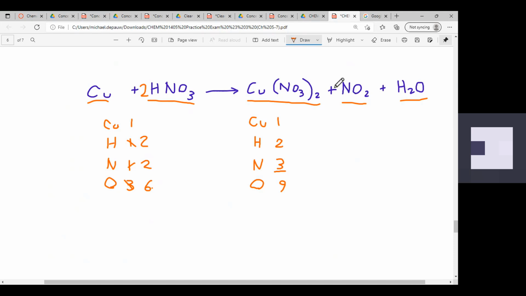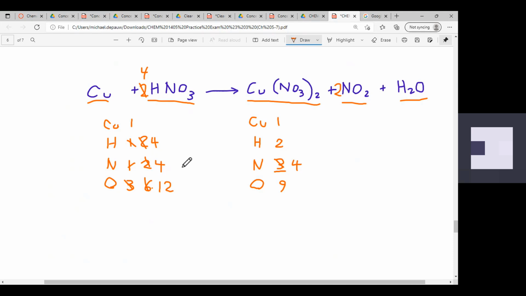So I'm going to double this one. I'm not going to double both. Double the one that's odd to make it even. This gives me a total of 4 nitrogens, right? Okay, so now I'm going to rebalance. So 4 nitrogens on this side, 2 on this side. I'm going to have to change this 2 to a 4. That's going to change my hydrogens to 4, my nitrogens to 4, and my oxygens to what? 12.